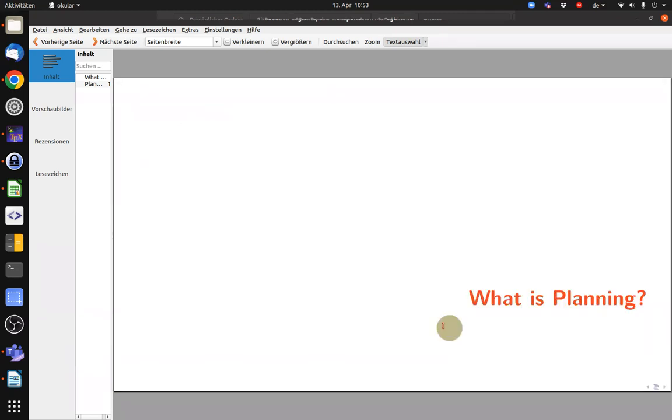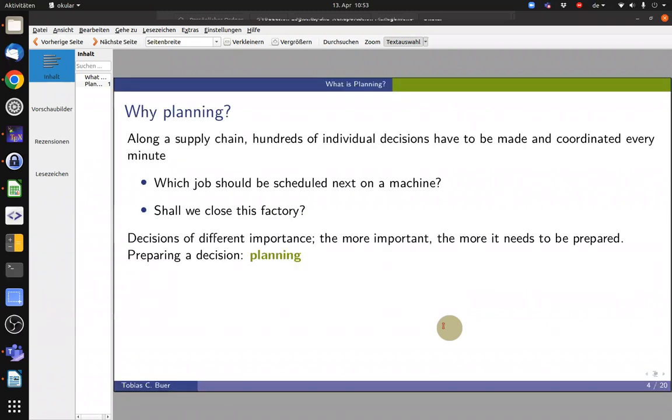So what is planning? What does it mean when we plan something? Well, we have in the supply chain many decisions to make. Some decisions are very simple. Which product do I want to manufacture today? Which customer do I want to call today? Which sales presentation do I give today? These are very simple, or let's say more simple tasks on a daily basis.